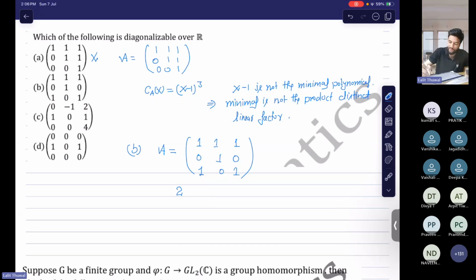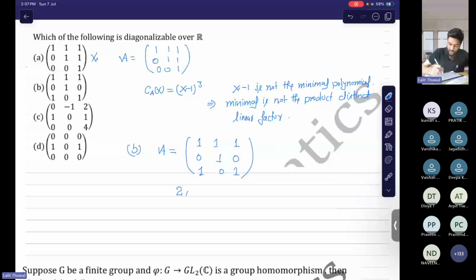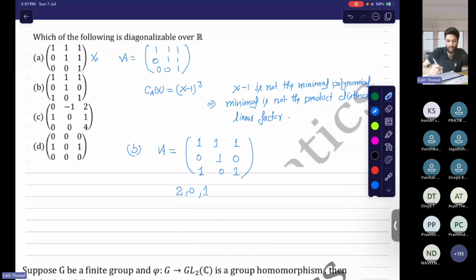So 2 is an eigenvalue, and the matrix columns are linearly dependent, so the rank of the matrix is not 3. It means the determinant is 0. If the determinant of A is 0, then 0 must be an eigenvalue. Another eigenvalue, say lambda, satisfies 2 plus 0 plus lambda equals the trace of the matrix. The trace is 3, so lambda is 1. The eigenvalues of the matrix are 2, 0, 1, all belonging to R and distinct.